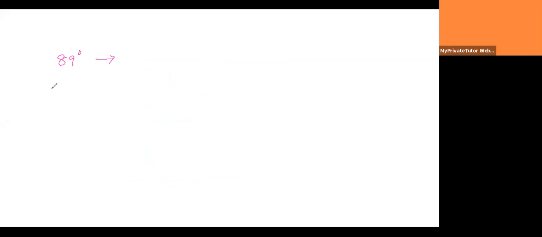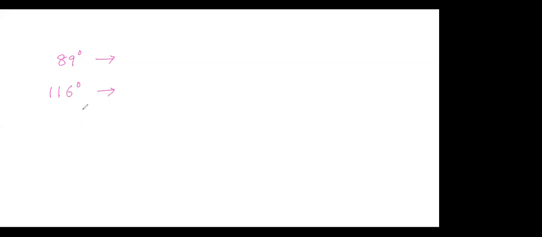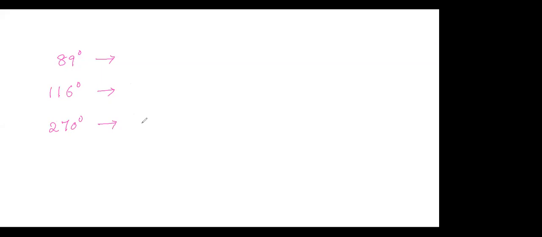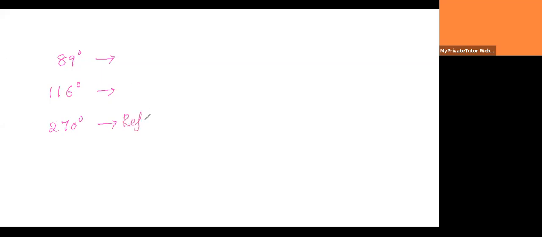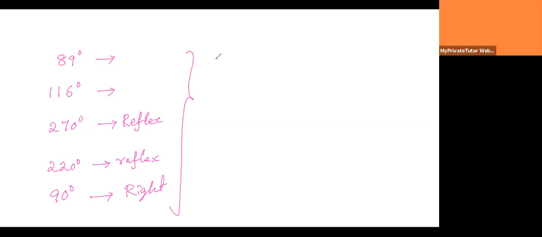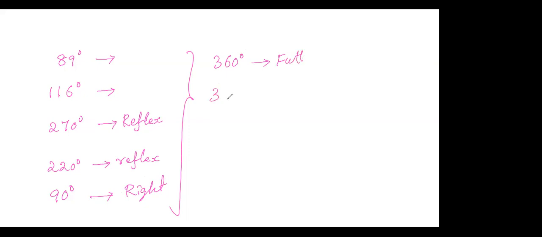Acute, well done. So what about 116 degrees? Obtuse. Obtuse, nice one. What about 270 degrees? If you want me to show the types, I will do it again. Reflex. Reflex, excellent. And then let's say, what about 220, guys? Reflex again, very nice. So what about exactly 90? Right angle. Very nice. And let me add one more. What is 360? Full angle. Everyone agrees to this? Full circle or full angle? Yeah. So what about 361, guys? This looks interesting.